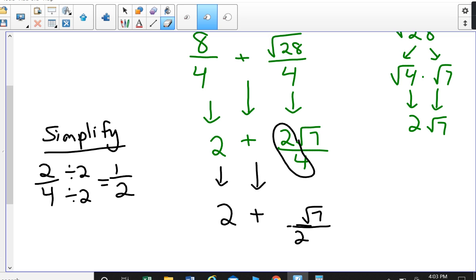Sometimes you'll see that you want to have common denominators and add that together. Okay, right now because it doesn't have a common denominator, it's 2 over 1 and root 7 over 2. We can't add it together. If you wanted to make that into common denominators, you could. I'm not going to discuss it in this video, but if you want me to discuss it in class, then I will do that.